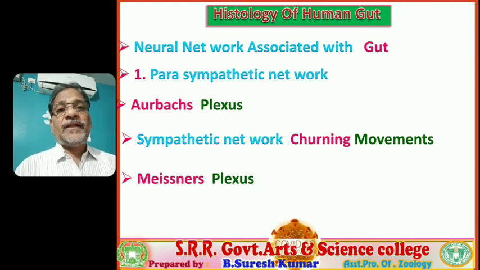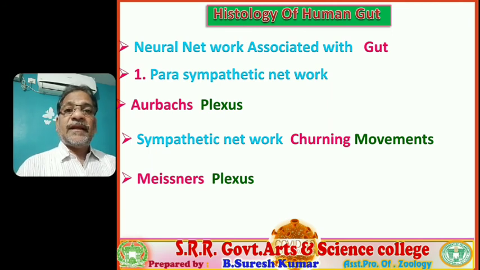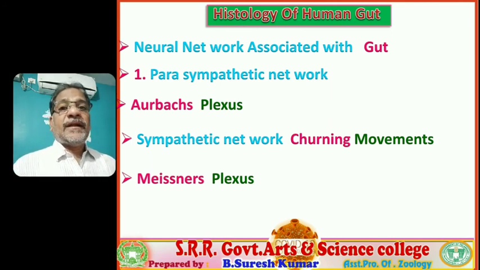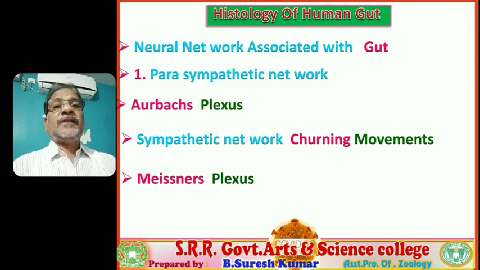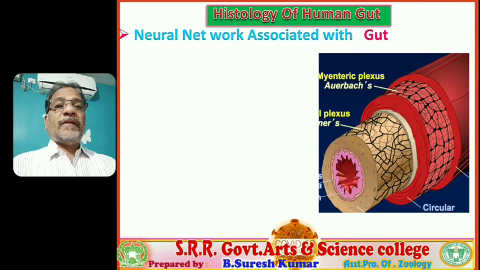The functions of the parasympathetic and sympathetic networks are completely different. On the alimentary canal, the parasympathetic assists accelerative function and the sympathetic reduces function. We will discuss this in detail in regulation, and also in the nervous system. And the neural network you observe in this visual.